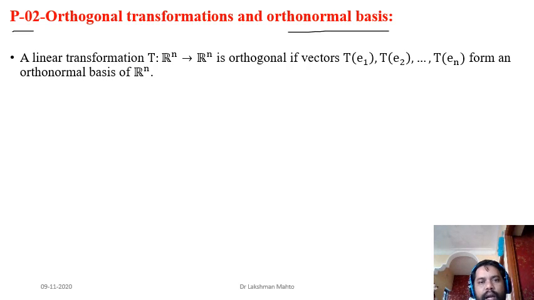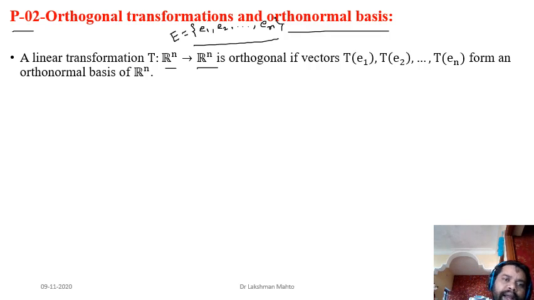So if you have an orthogonal transformation T from Rn to Rn, then definitely Rn will have several bases. Among the several bases, the easiest basis is what? The standard basis. So take the standard basis whose basis elements are E1, E2 up to En. You know the given transformation T is orthogonal, and you also know the standard basis. You may not have an idea of any other non-standard basis, but you will always have an idea of the standard basis.